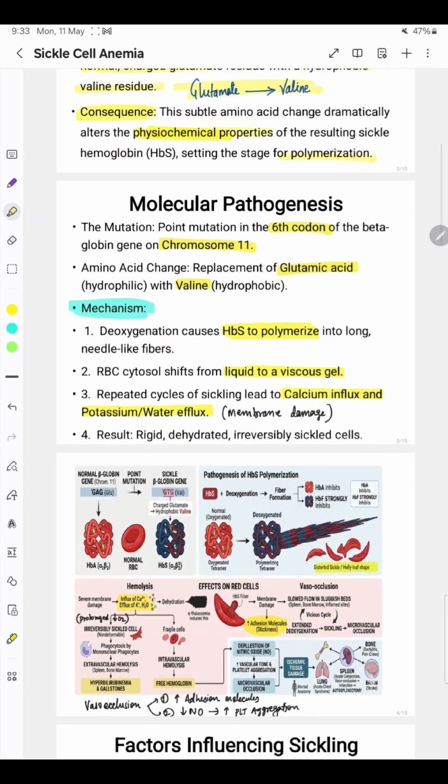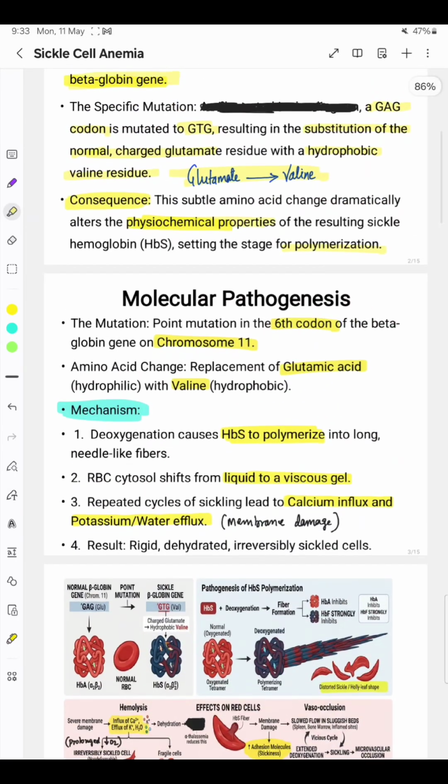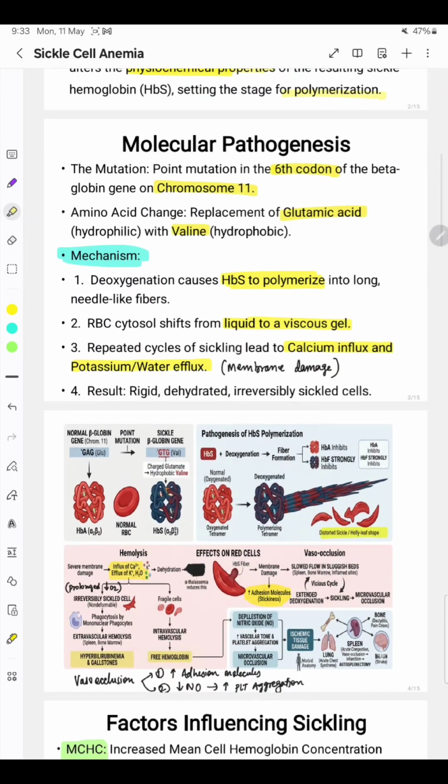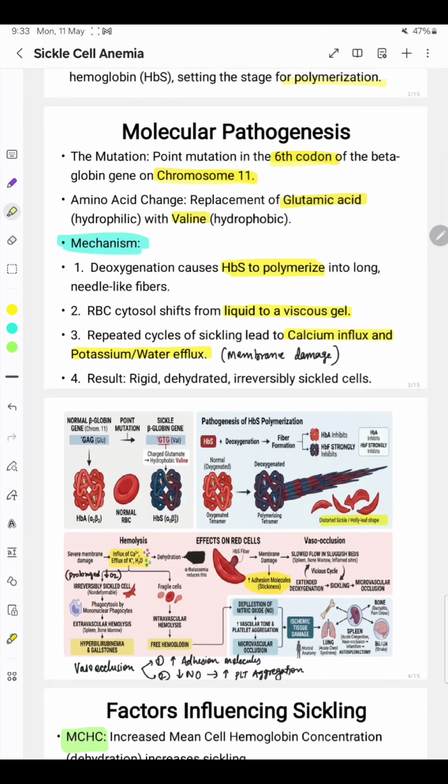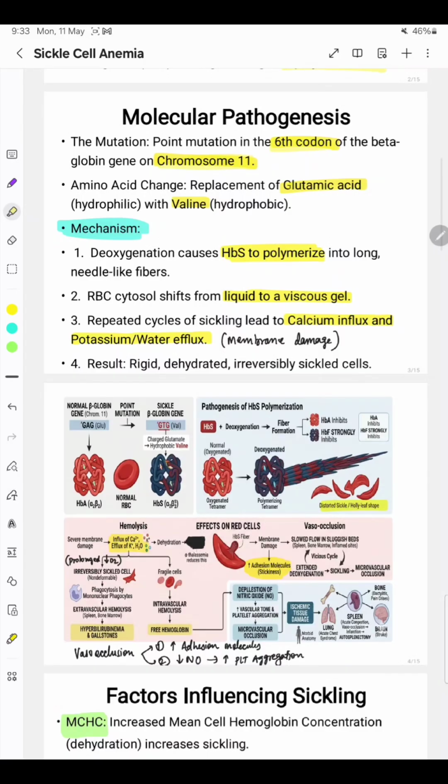In the molecular pathogenesis, the mutation in the 6th codon of the beta globin gene on chromosome 11 causes replacement of glutamic acid with valine.